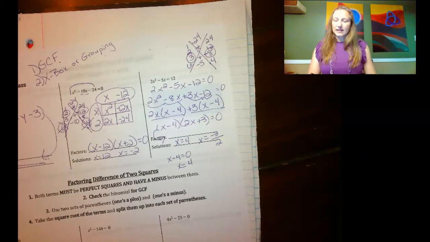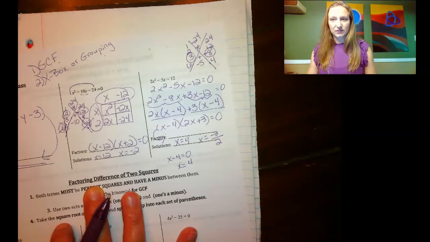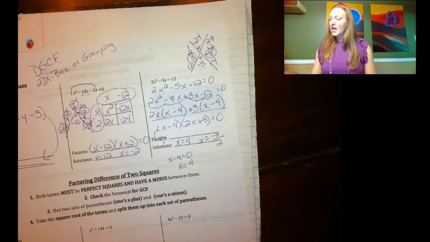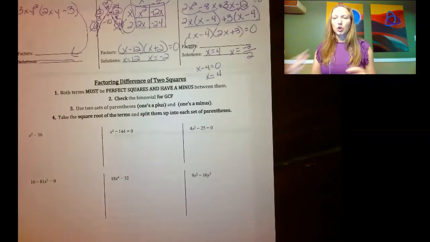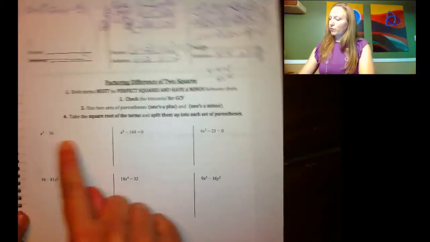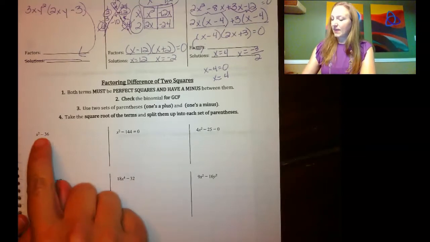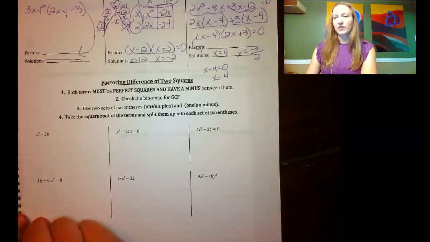Now we're going to dive into factoring a special case called the difference of squares. It's a special pattern that's actually a huge shortcut if you know it. Before we look at the steps, I want you to look at the problems. Look at the first row of problems, and what do you notice? I'm hoping one thing you notice is that they all have a minus sign between them. Another thing I'm hoping you notice is that they are all perfect squares.